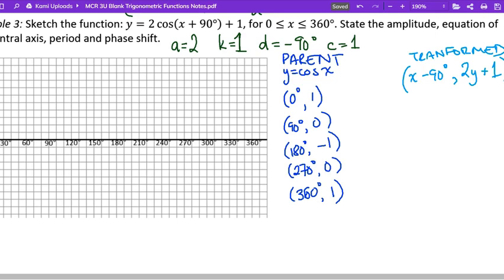And so remember how we use the key points and we substitute them into the mapping notation to find our transformed function. So one point at a time. 0 minus 90 is negative 90. 1 times 2 plus 1, well, that's 3. Okay, go ahead and do the rest of the points.